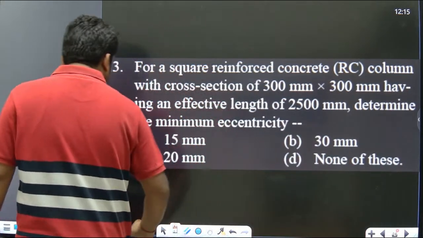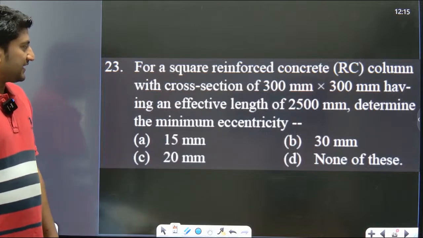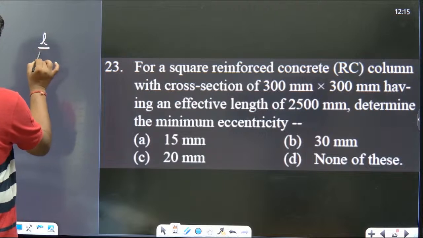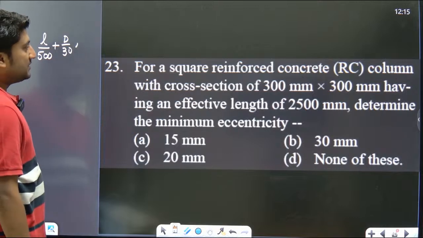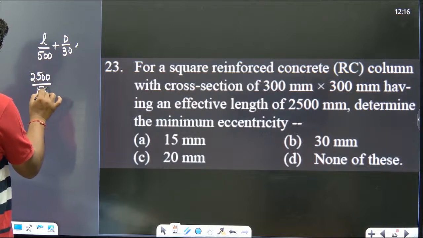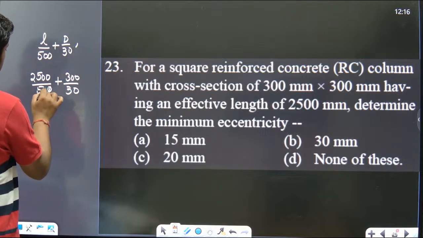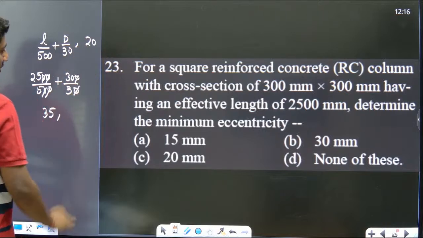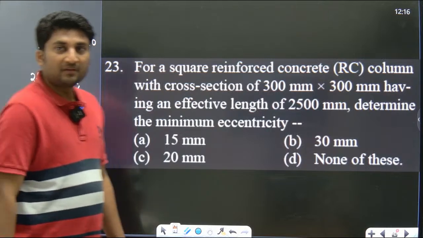Please answer this question. For a square reinforced concrete RC column with cross section of 300 into 300 mm having an effective length of 2500 mm, determine the minimum eccentricity. Just now we have seen L upon 500 plus least lateral dimension upon 30 or 20 mm, whichever is minimum. So 2500 divided by 500 is 5, plus the least lateral dimension 300 mm divided by 30, which is 10. So what will be the correct answer?